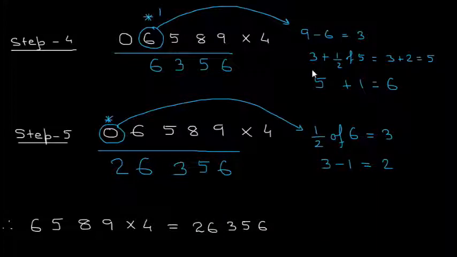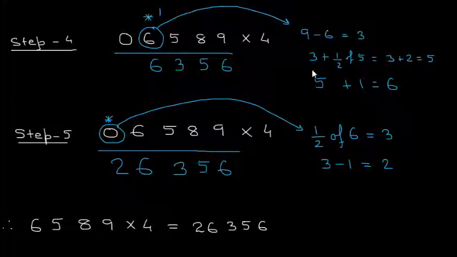Now we are in 6. So 9 minus 6 is 3. 3 plus half of its right hand side neighbor, that is 5. So half of 5, that is 2 and 1 upon 2. So we'll add only 2, the whole number part. So you get 3 plus 2 is equal to 5. 5 plus 1, the carry, is 6. Now step 5.